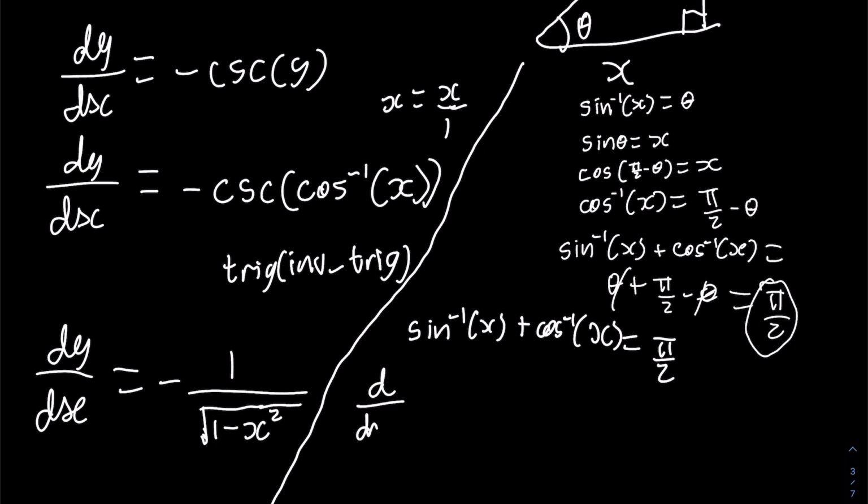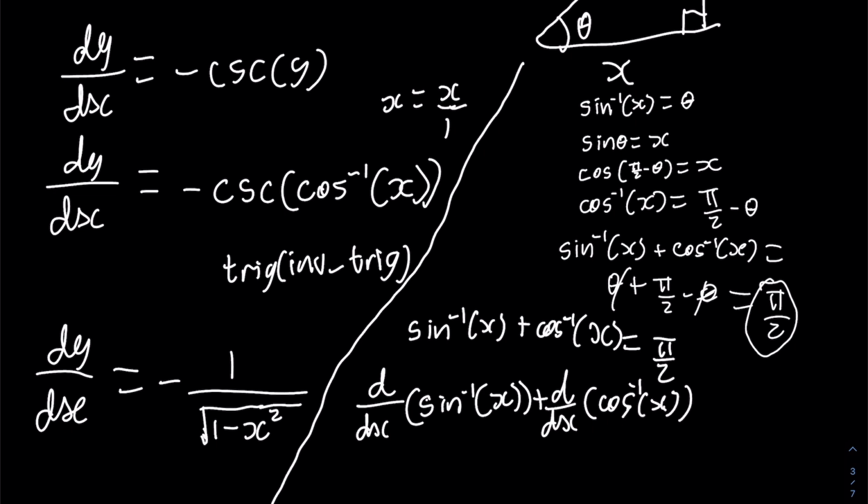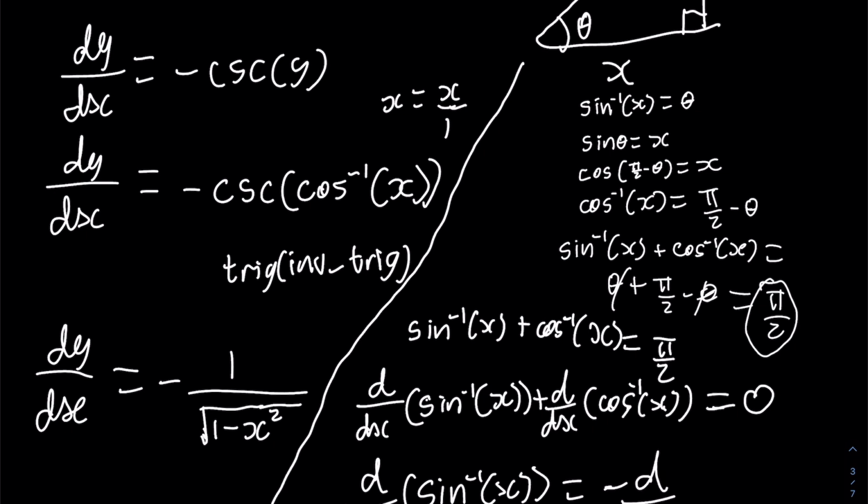So we're saying the derivative of the inverse sine of x plus the derivative of the inverse cosine of x, and let's just compute the derivative of pi over 2. The derivative of a constant is always 0. So we have 0. And what we see here very nicely is that we can rearrange the equation, subtracting d by dx of inverse cosine x on both sides. We see that the derivative of inverse sine x is just equal to the negative d by dx of inverse cosine of x.